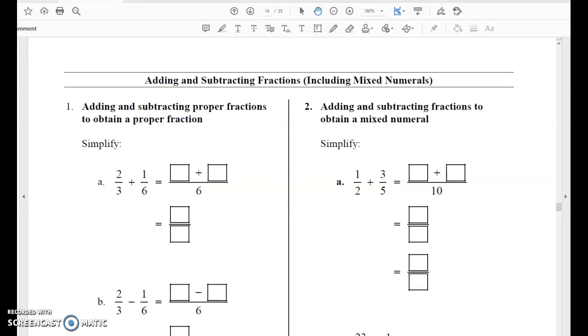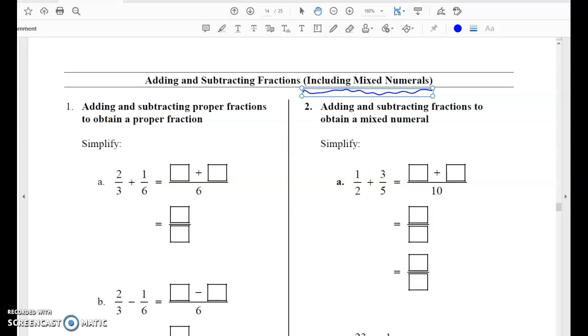Boys, last lesson we looked at adding and subtracting of fractions using diagrams. Today we're going to continue building on that and also include what happens when we not just add and subtract proper fractions, but we also add and subtract mixed numerals. Okay, so adding and subtracting of proper fractions to get a proper fraction. This is a review of last lesson.